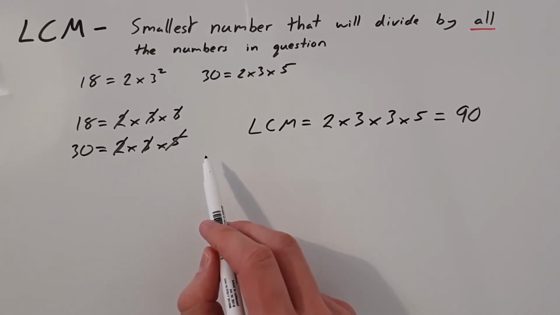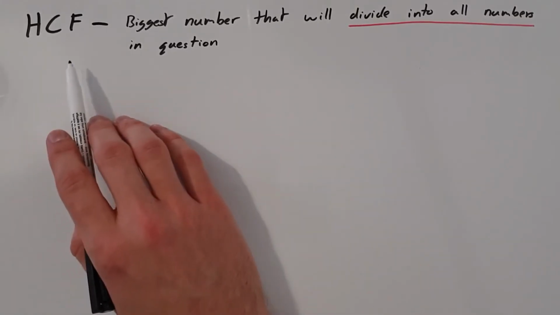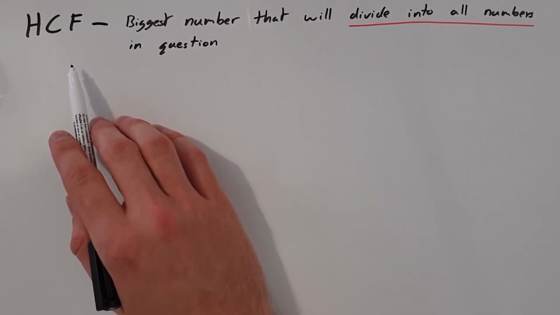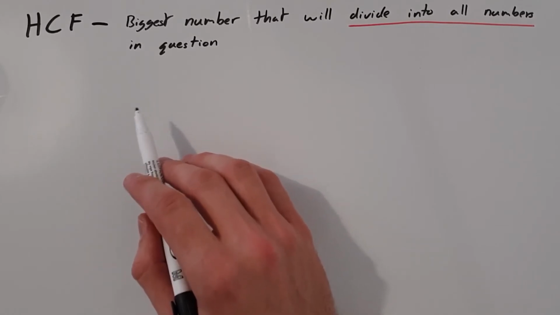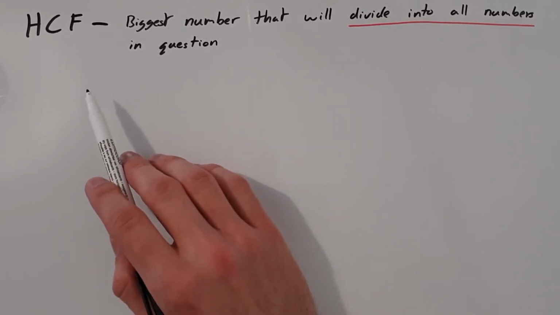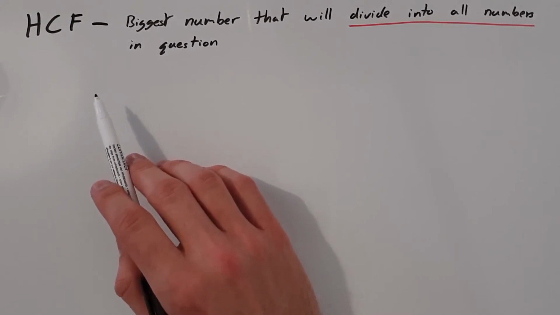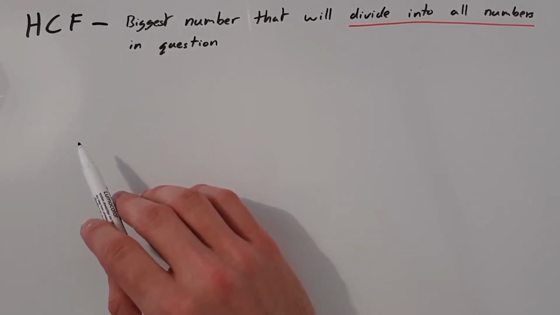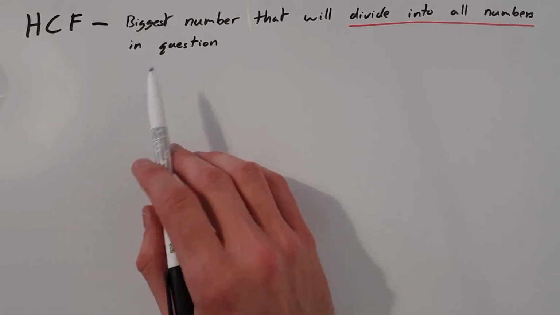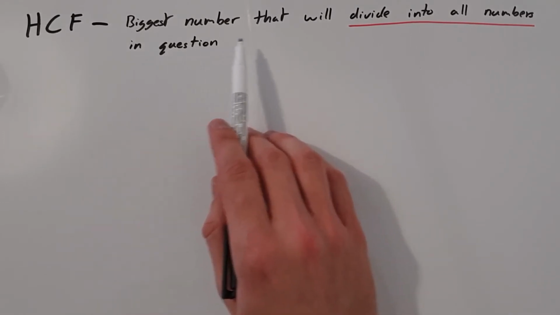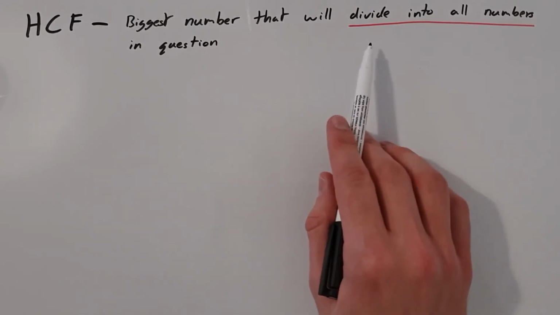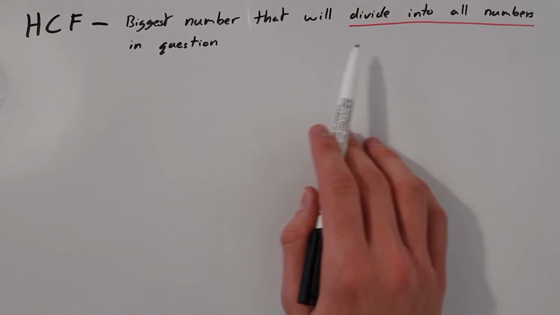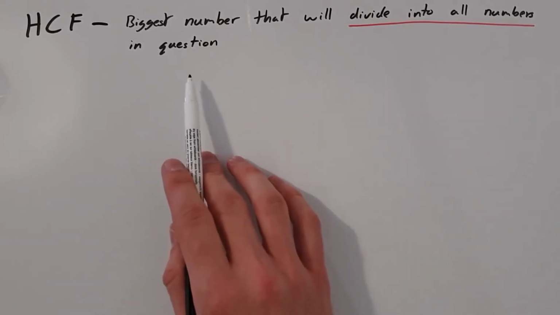So now we'll move on to some highest common factor. Okay, so now then we can move on to the highest common factor. In the previous video that I did, we learnt that factors were essentially numbers that multiply up into the number in question. So the highest common factor between two numbers will be the highest number that will multiply up into both numbers. Or to put it a different way, it is the biggest number that will divide into all numbers in question.